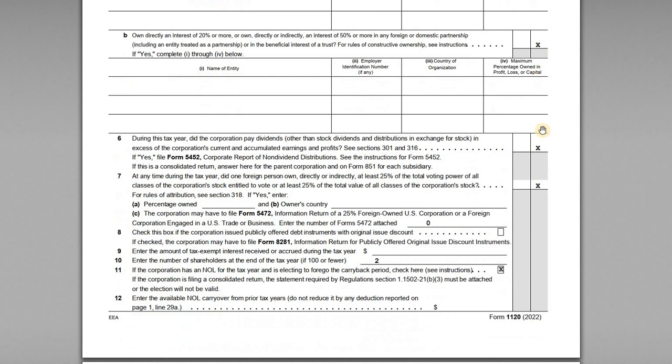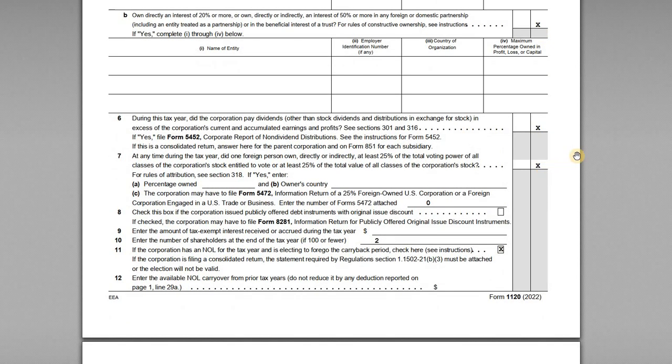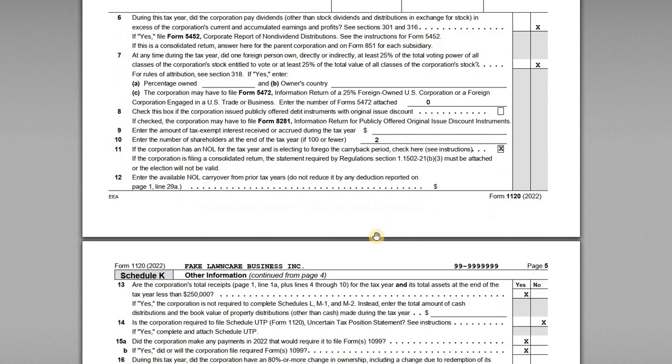The rest of these questions down here are no. It is asking us on line 10 to enter the number of shareholders at the end of the year if we had 100 or fewer. In our case, yes, we are under 100, so we've entered 2 there, right? We do have 2 shareholders during the year.